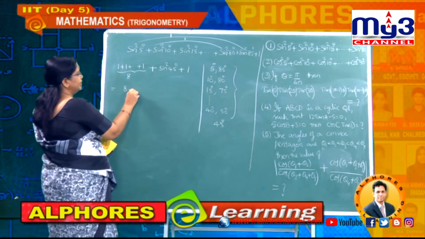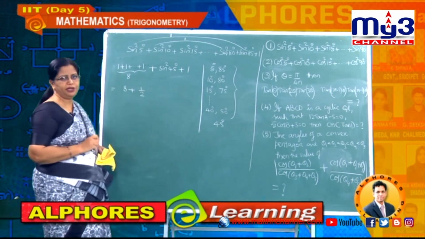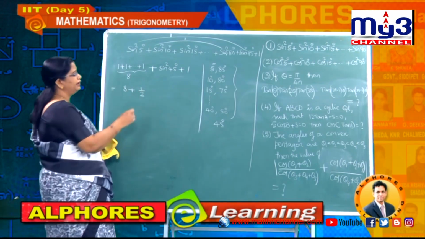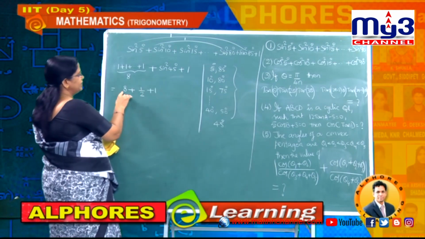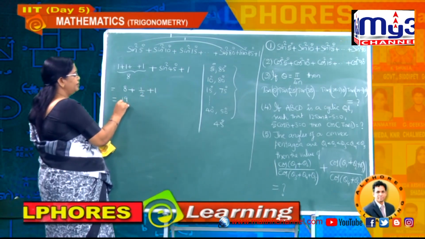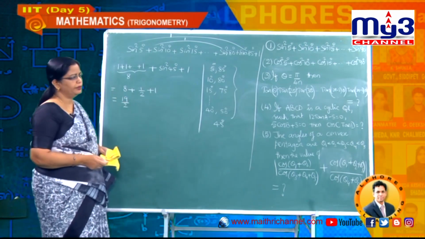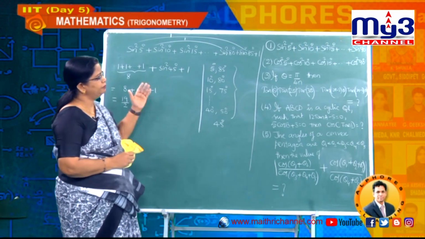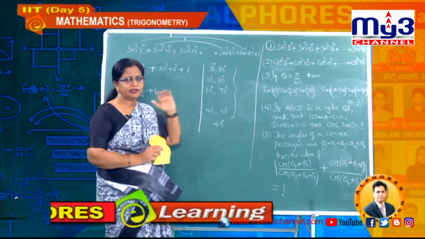8 plus sin square 45 means 1 by 2, that is 1 by root 2 whole square, plus 1. Then what is the answer? 9 plus 1 by 2, and hence the answer here is 19 by 2. Okay. Now the same problem they asked in cosine.